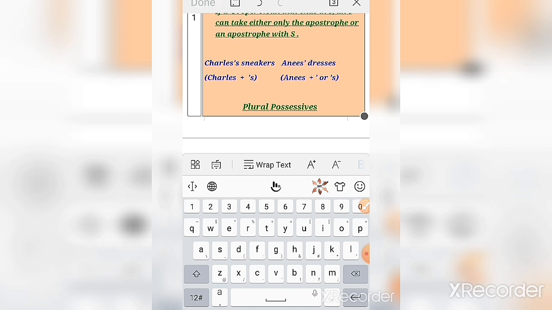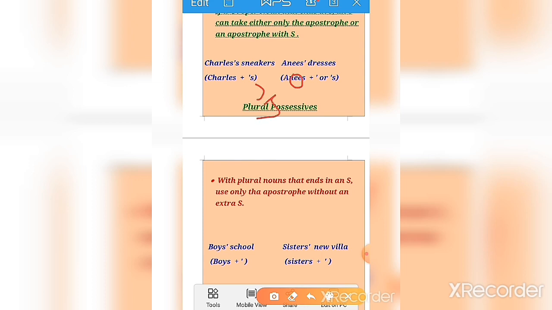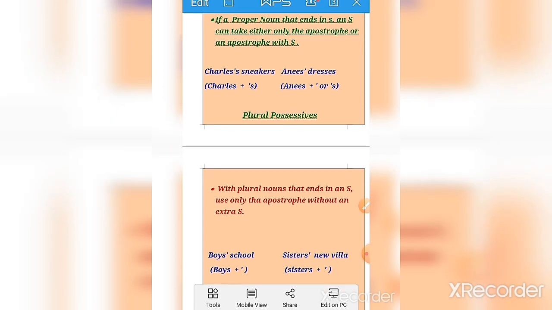It is anise. Okay, so you can see that here the word anise also ends with s, but we have not used an apostrophe and then s. Either we use only the apostrophe after s, so in that case both forms we can use with a proper noun.